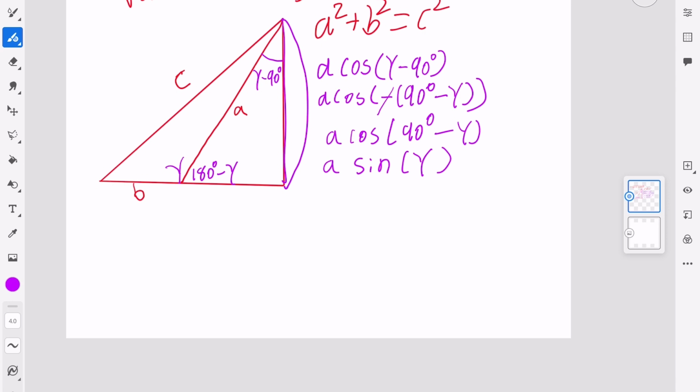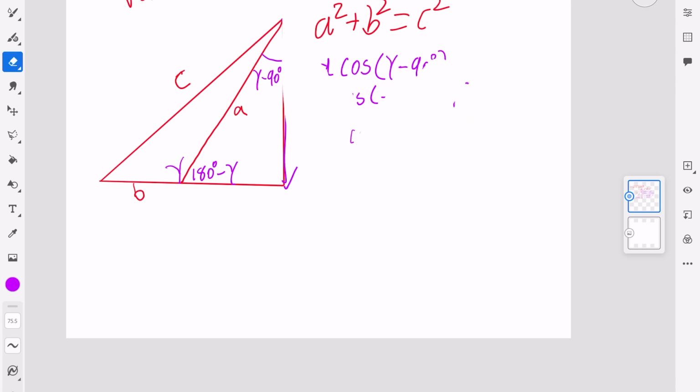So this side is a times sine gamma. So let's write that in.